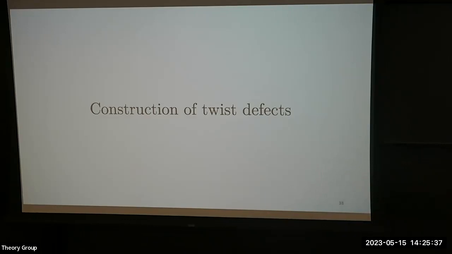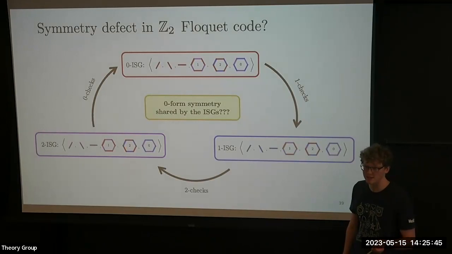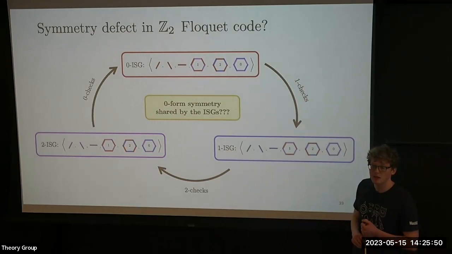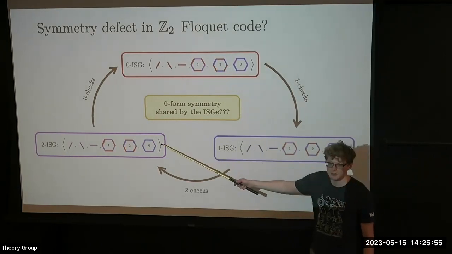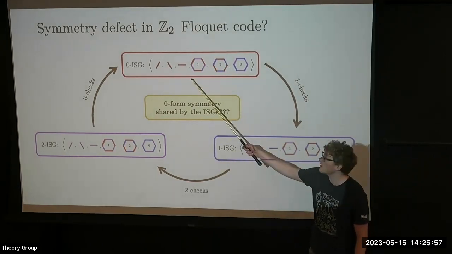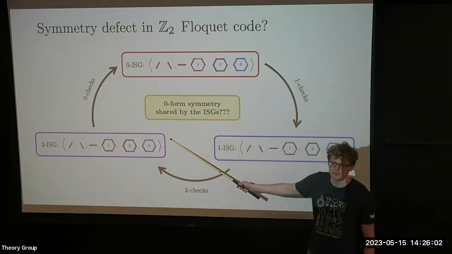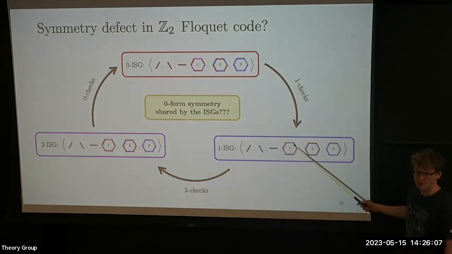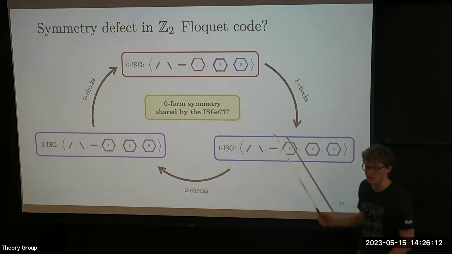So how are we going to construct twist defects in the Floquet code? The standard approach was to identify a zero form symmetry of the stabilizer group. This is complicated by the fact that we don't have a fixed stabilizer group. We can identify a zero form symmetry for each of these instantaneous stabilizer groups independently, but that zero form symmetry is represented differently at each step in time. So we might introduce a branch cut in this ISG. That won't look like a branch cut at the next ISG. We'll get some sort of mess, so we have to reintroduce a branch cut here and so on and so forth.